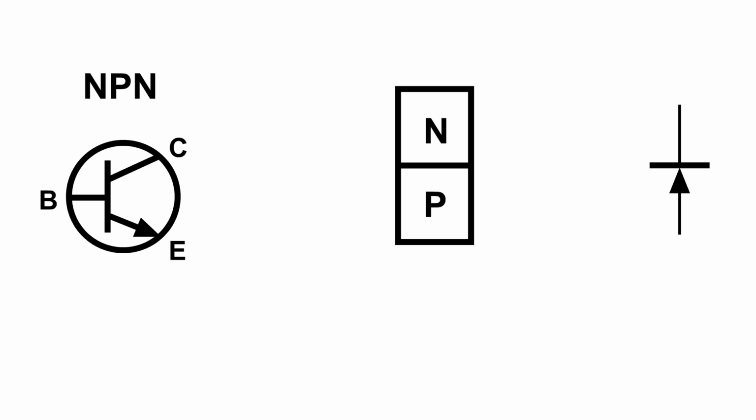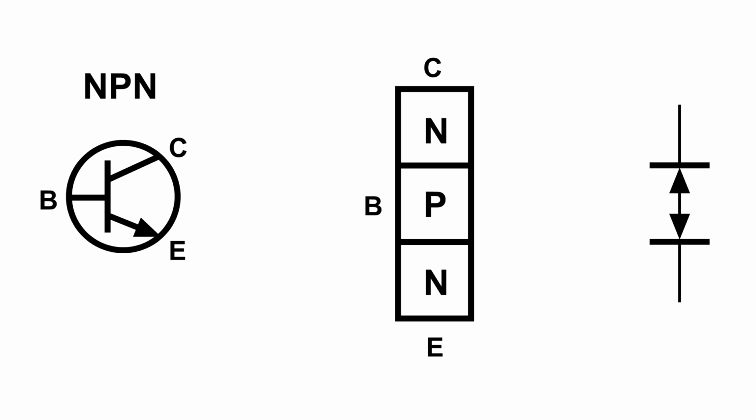But they continue on and dope the next section N, and it actually looks like this. If you measure it with a meter, you've got two diodes back to back. And here's the label for this chunk of silicon. Now, it has to be grown in one continuous media. Wiring two diodes back to back won't make a transistor.